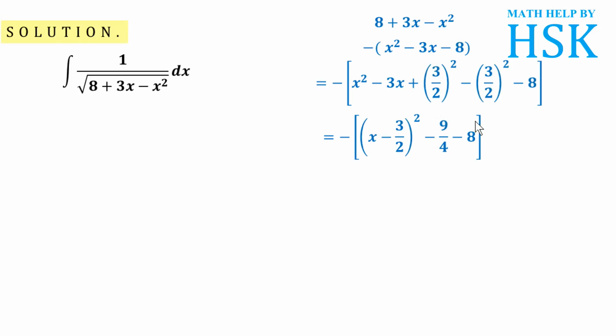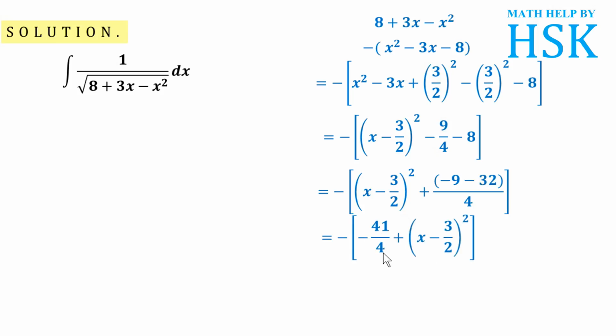I am going to simplify these two terms. So I am going to get this as equal to minus 9 minus 32 upon 4, which is equal to minus 41 upon 4, this value, plus x minus 3 by 2 whole square. Further, I am going to write the expression like this: root 41 upon 2 whole square, multiplying the minus sign, this term is going to become positive and this value is going to become negative. So I am going to get minus x minus 3 by 2 whole square.